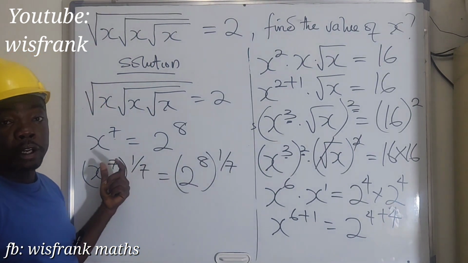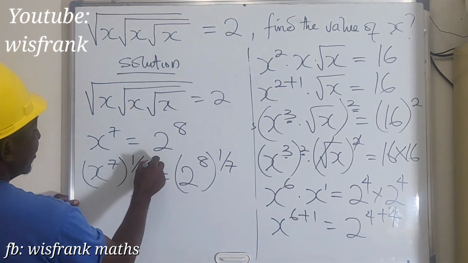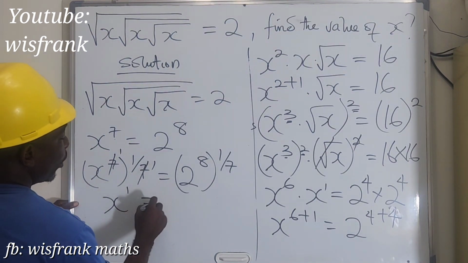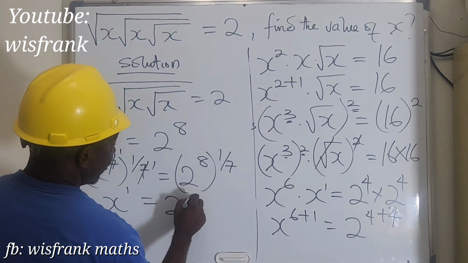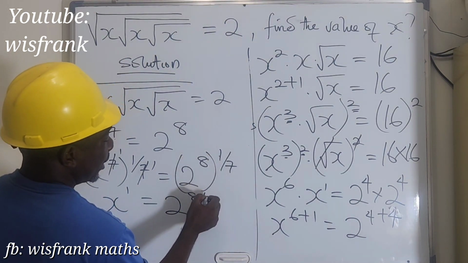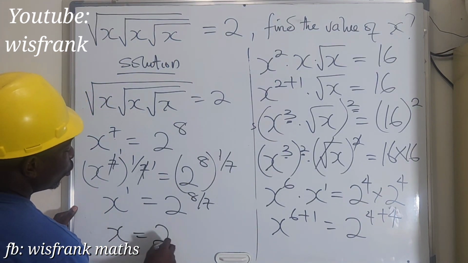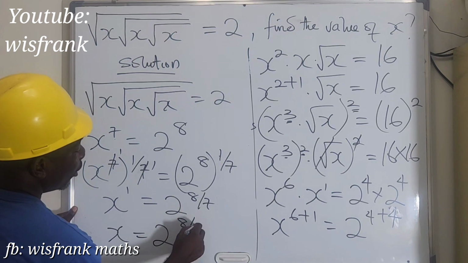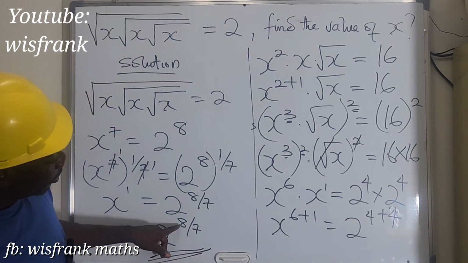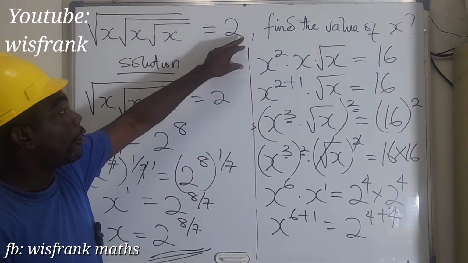Because what we do on the right hand side is what we will do on the left hand side. So this 7 will cancel here to 1, and this 7 will cancel here to 1. We are now left with x raised to the power of 1 equals 2 raised to the power of 8 all over 7, because 8 times 1 is 8 all over 7. So x equals 2 raised to the power of 8 all over 7. This is the value of our x, and it satisfies the equation from this question.